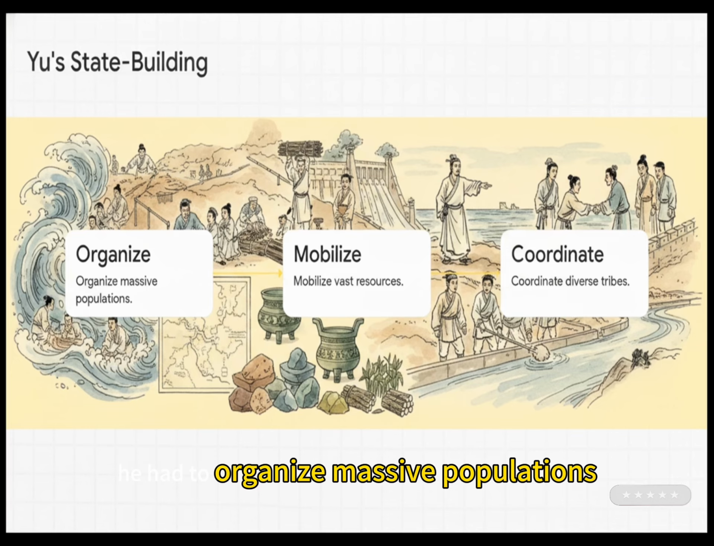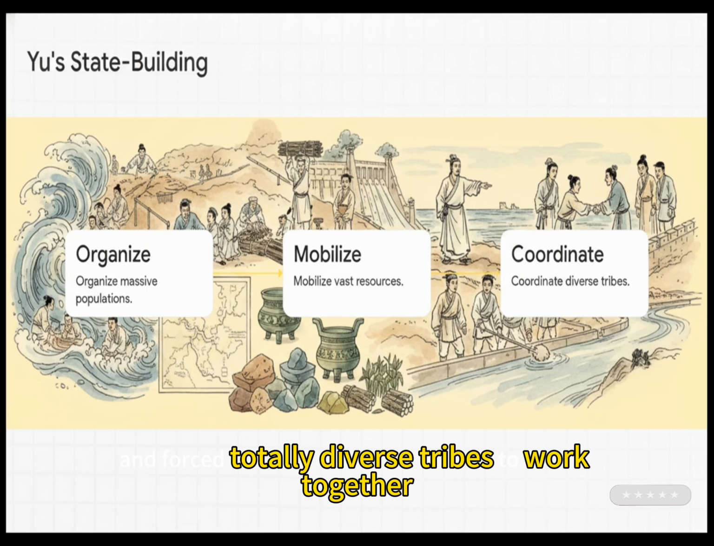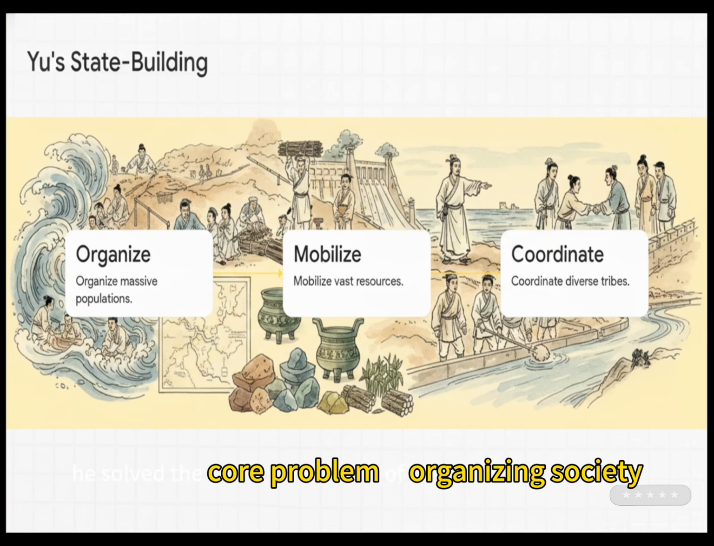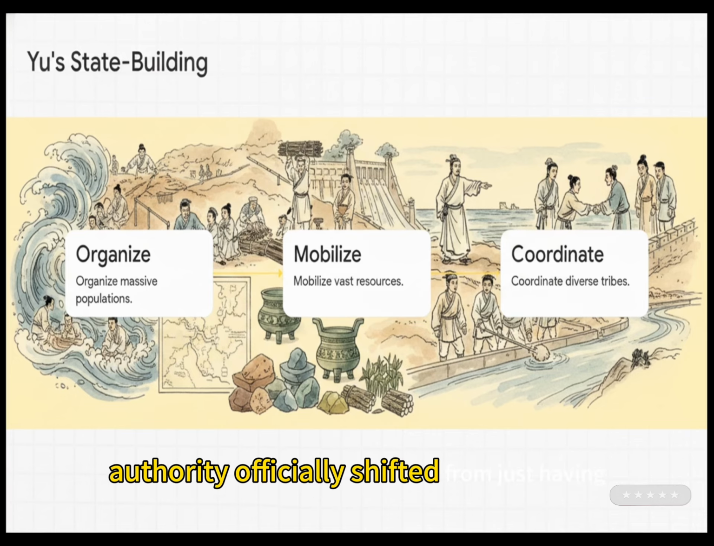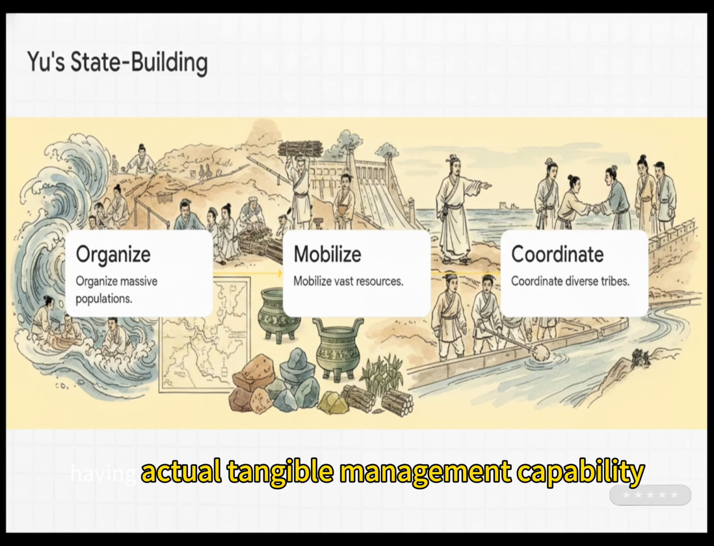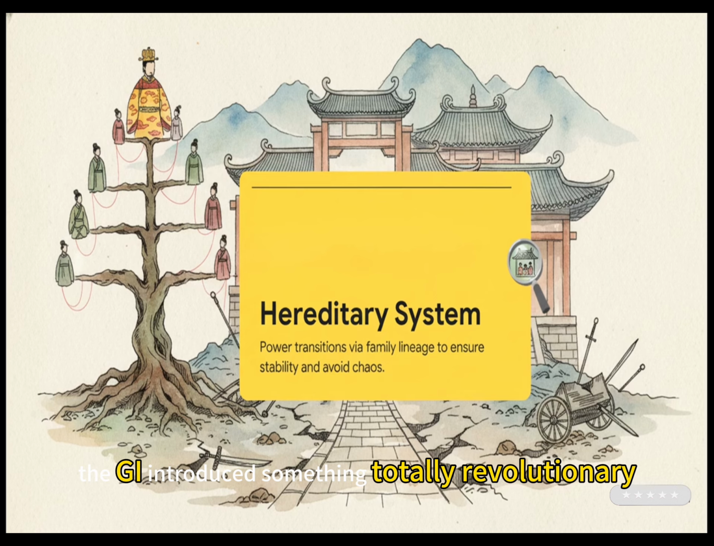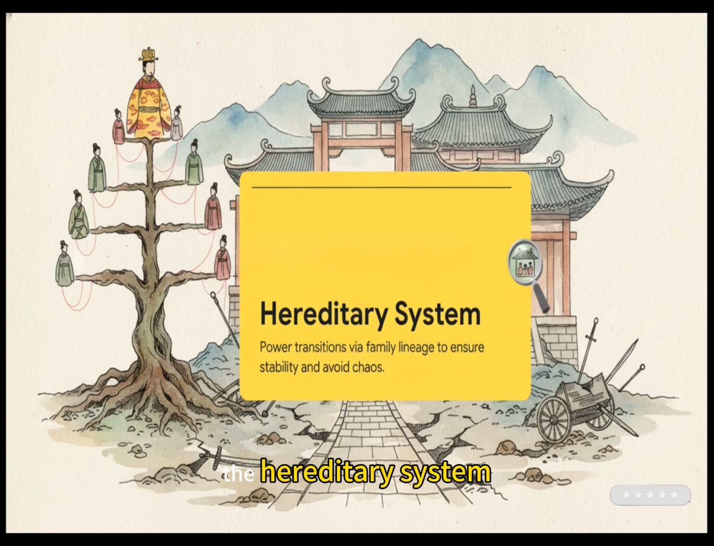He had to organize massive populations, mobilize unprecedented resources, and force totally diverse tribes to work together. He solved the core problem of organizing society. Authority officially shifted from just having the right bloodline, or being the oldest, to having actual tangible management capability. So, to lock down this brand new national structure, the Xia introduced something totally revolutionary, the hereditary system. A supreme ruler emerged, the king.